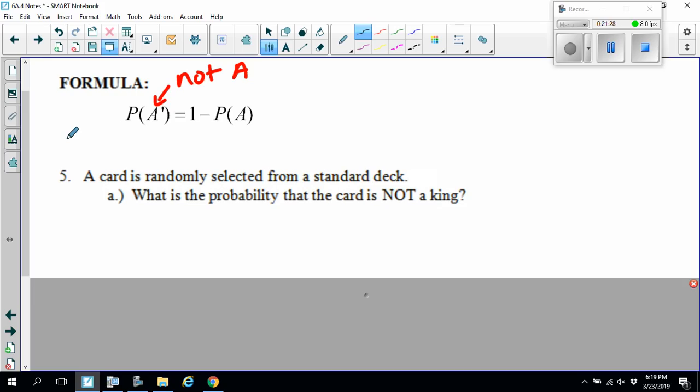Part A is: what is the probability that the card is not a king? So make sure you really pay attention to the wording. Sometimes it's going to ask what's the probability that it is something or is not, so you really need to read these problems carefully. So we're going to find the probability that the card is not a king. To represent not, I'm going to write K prime. That means not a king in this case. To find that, we are going to do 1 minus the probability that the card is a king.